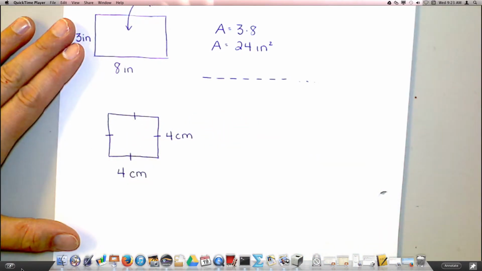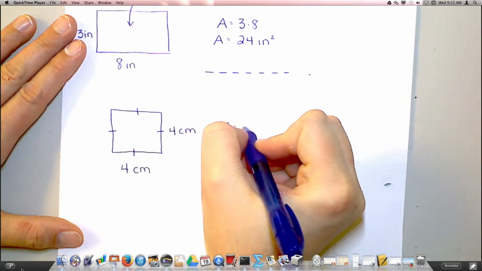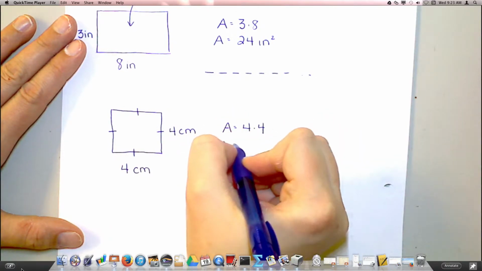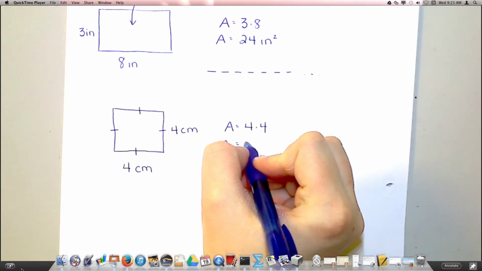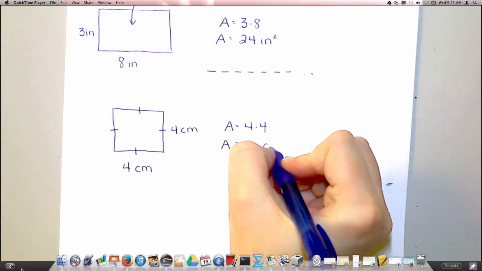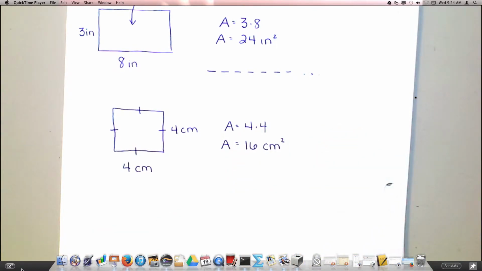Okay? So to get my area, what 2 things am I multiplying together? 4. Yep, 4 and 4. So 4 times 4. So it would be, what is that? Nope, 4 times 4. 16. And how do I label that? Okay, yep, square centimeters, which is centimeters with a little 2 above it. Okay? Does that make sense?